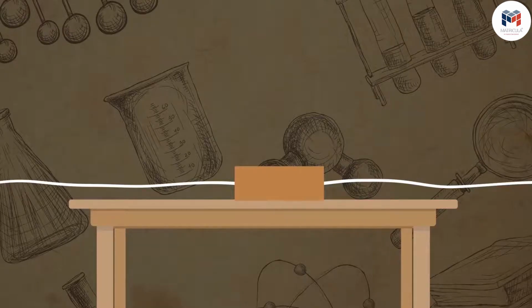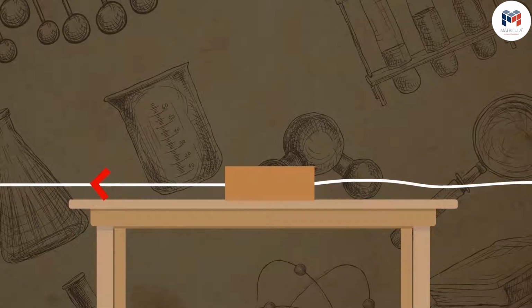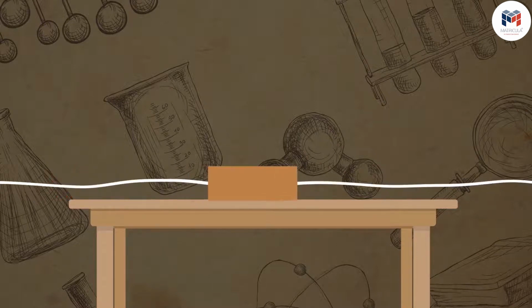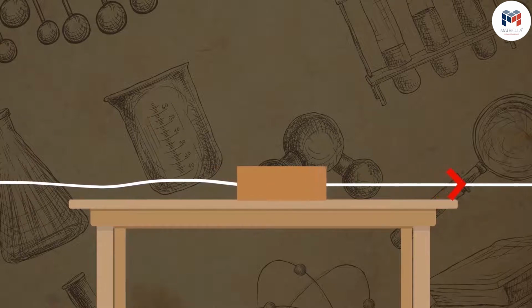If we apply force by pulling the left string, the whole block will move towards the left direction. In the same way, if we apply force by pulling the right string, the whole block will move towards the right direction.